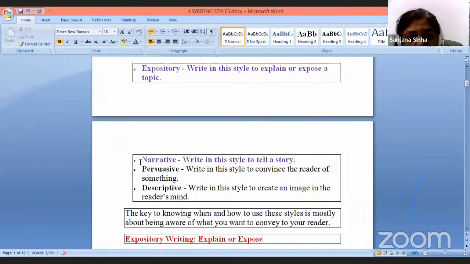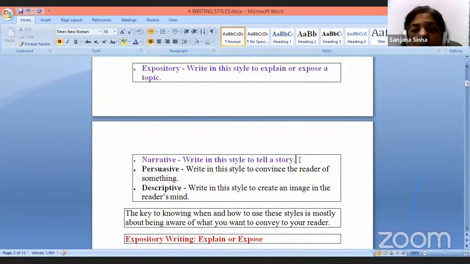There has to be a topic. There has to be characters. There has to be a plot. There has to be a rising action. There has to be a falling action. There has to be a beginning, the body, and an ending. So narrative style of writing is when you tell a complete story.